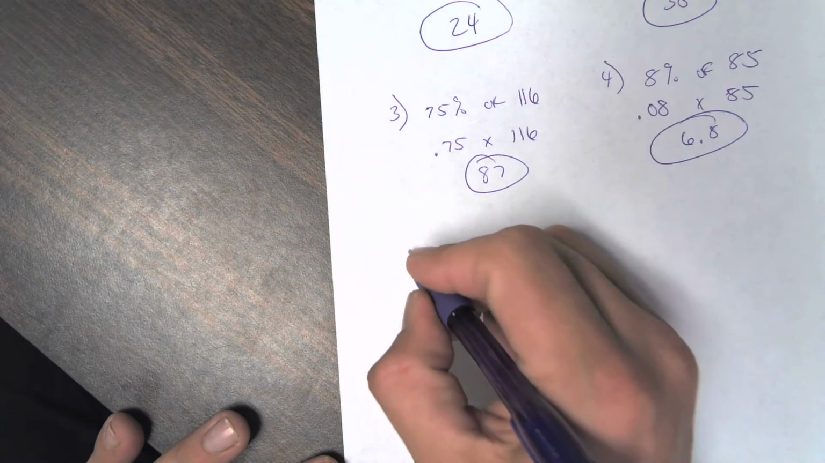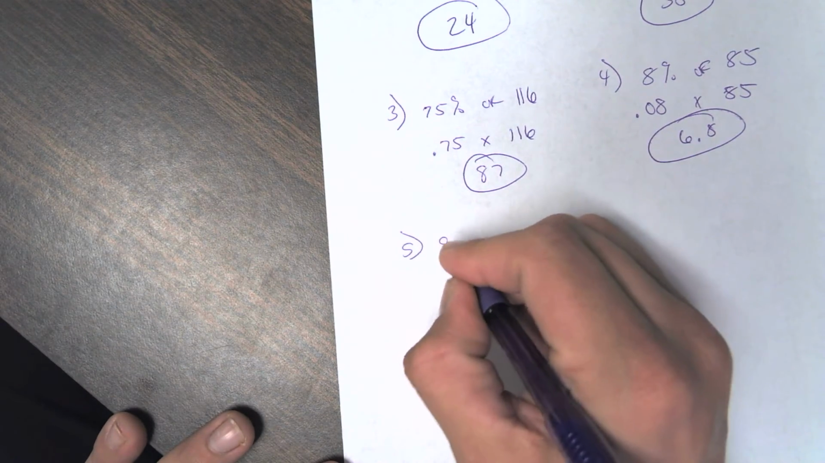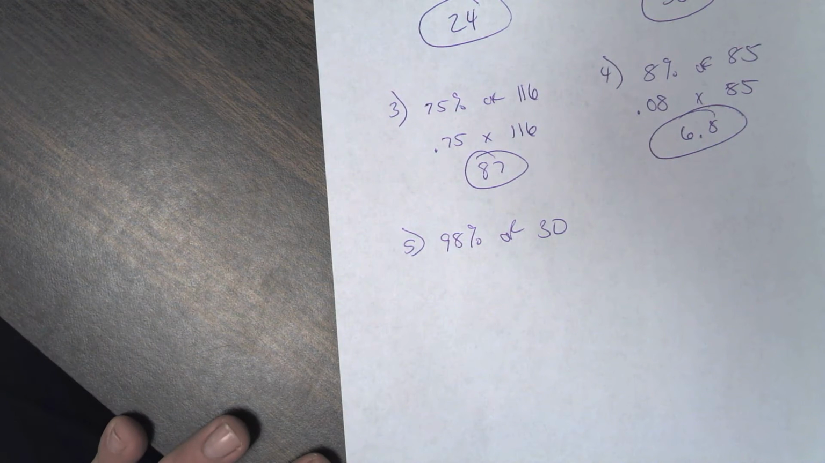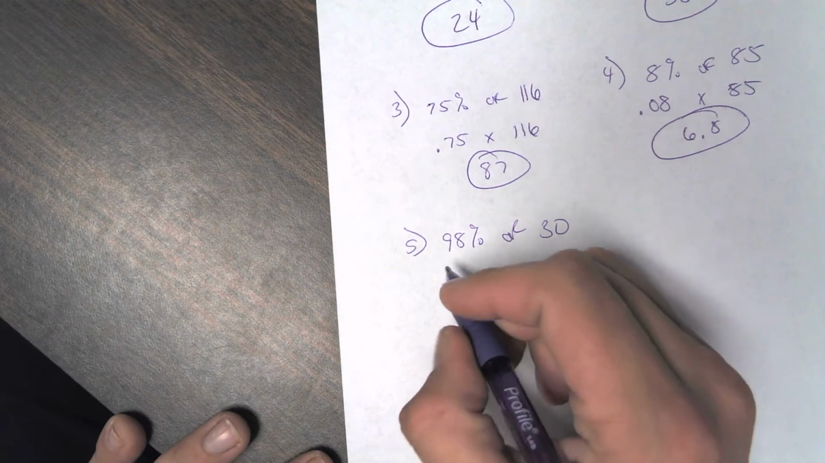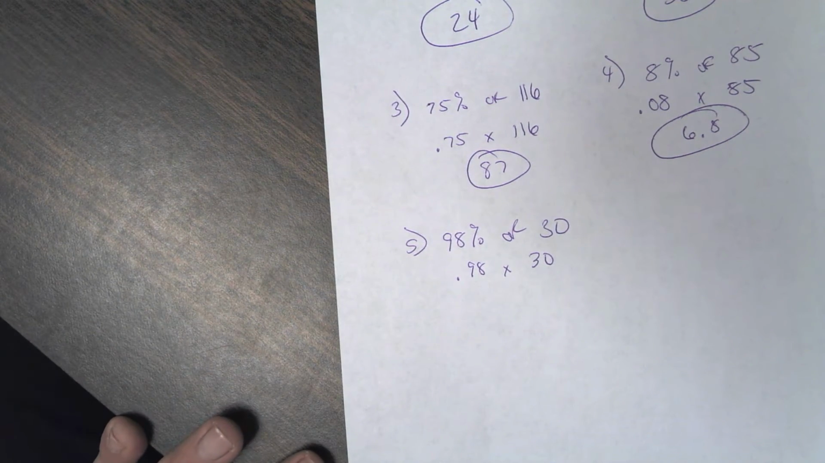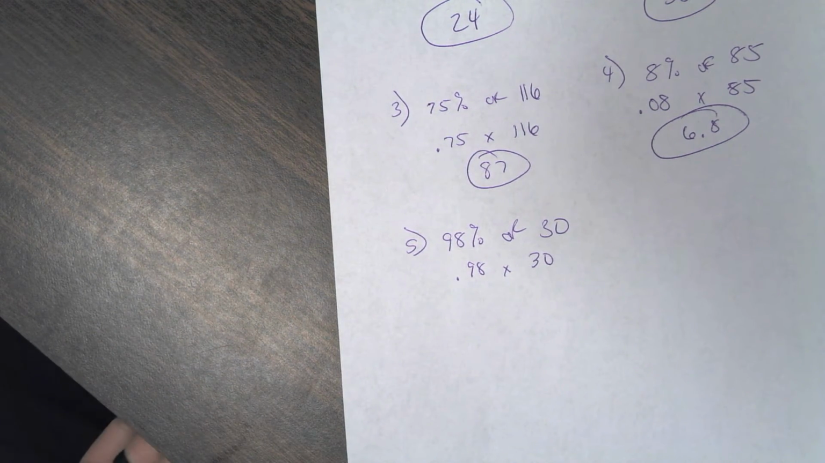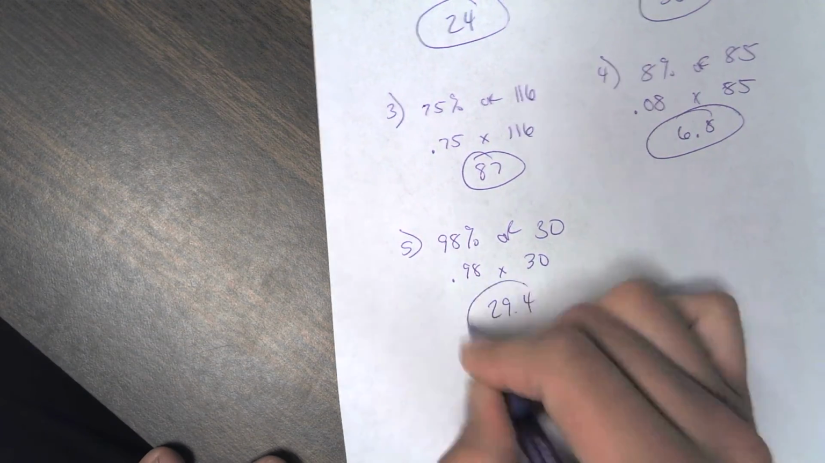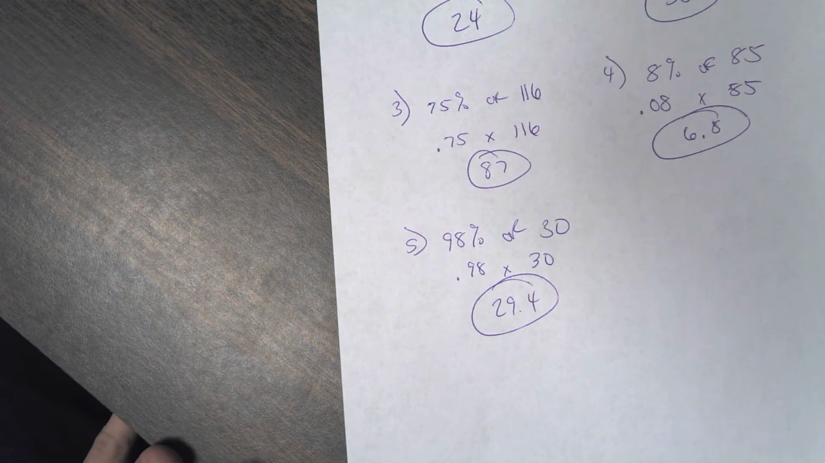Okay, number 5. All right, 98% of 30. So what's this one going to look like? Well, how do we set this one up, Kylie? 0.98. So what's 98% of 30? 29. It's going to be a close number to 30 because it's 98% of it.